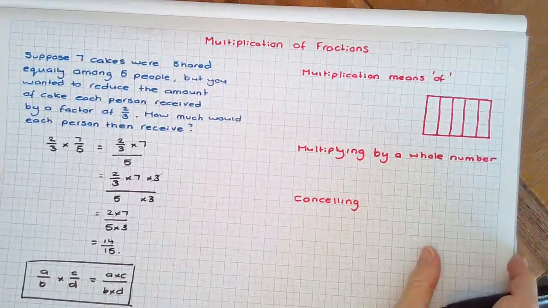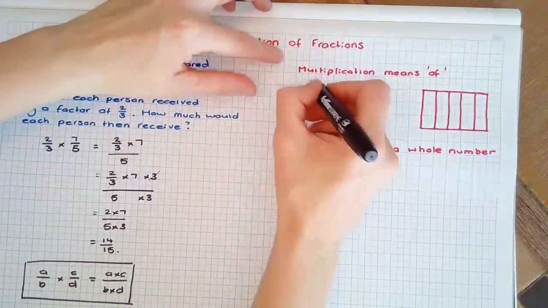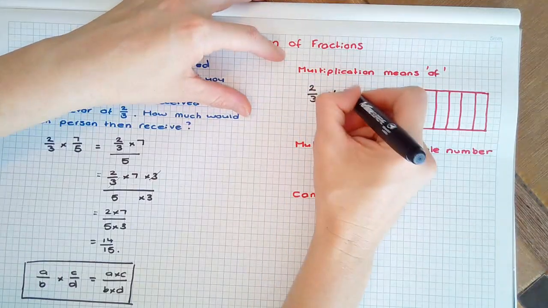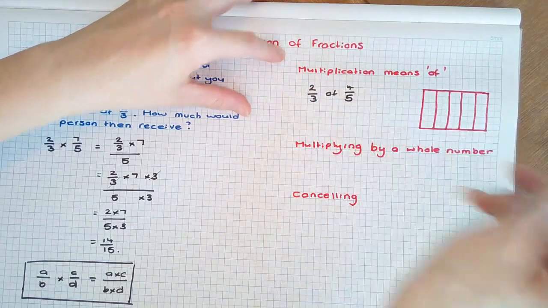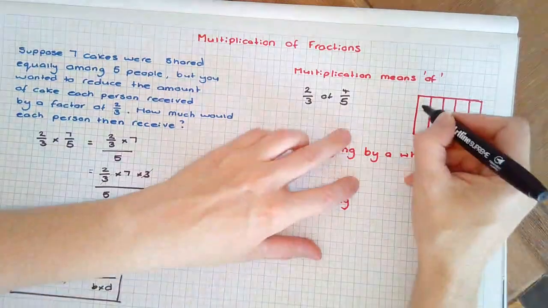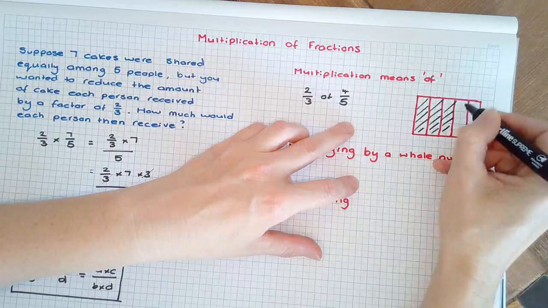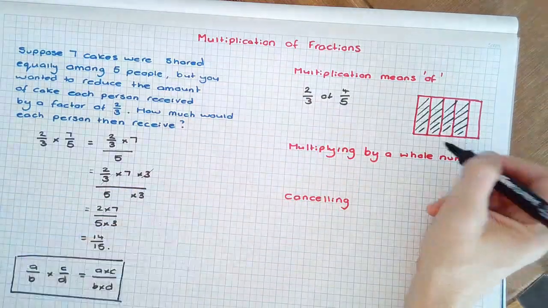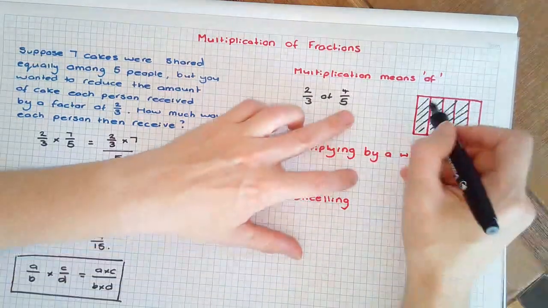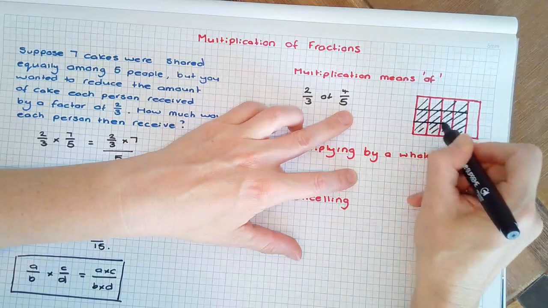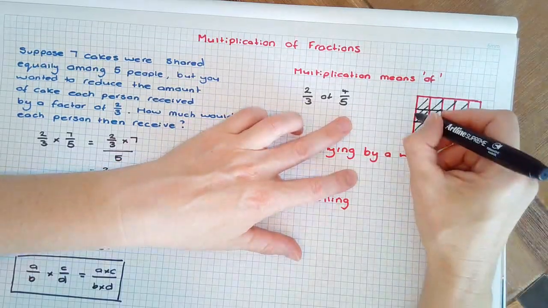Now multiplication can also mean of. Let's consider 2/3 of 4/5. I've divided the rectangle into fifths. Let's shade 4 of them. Now I want to take 2/3 of this amount. I can then divide the 4/5 into thirds and shade 2 of them.